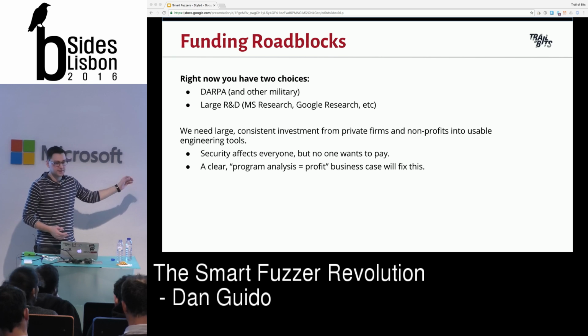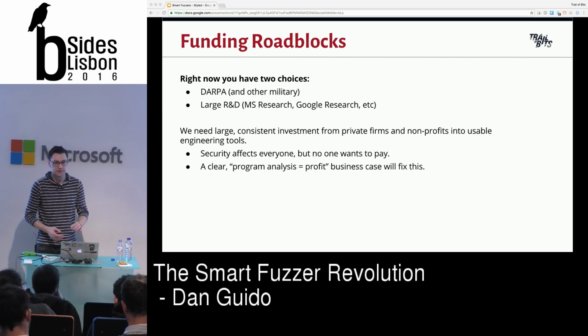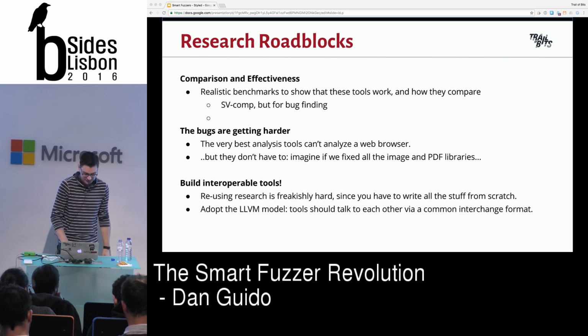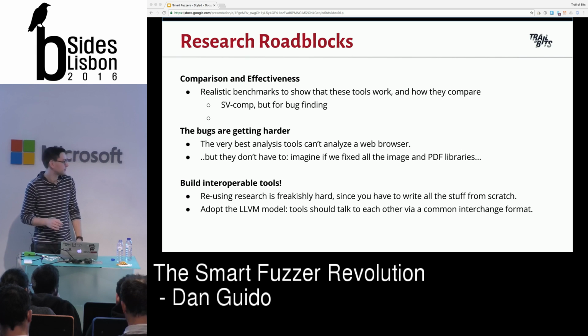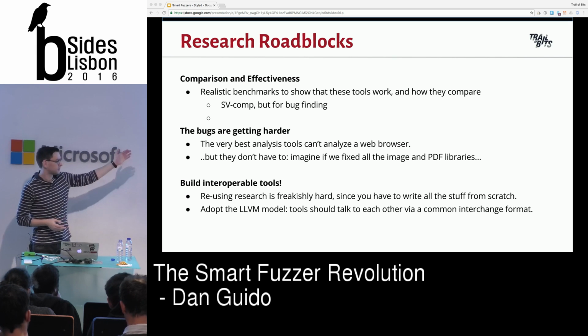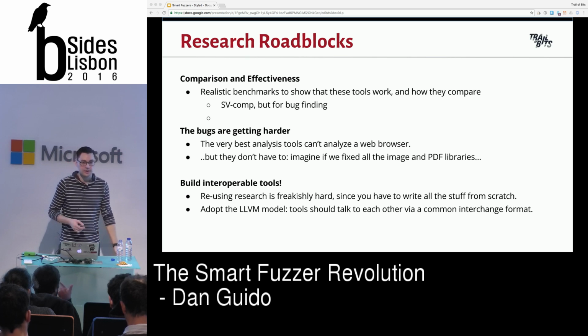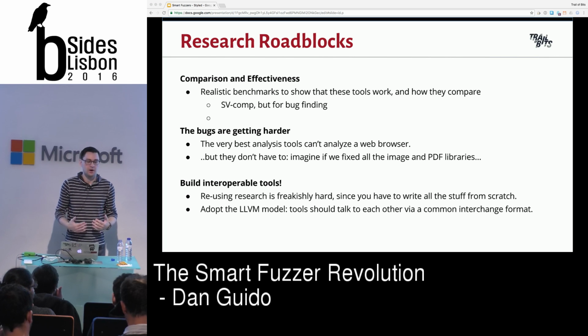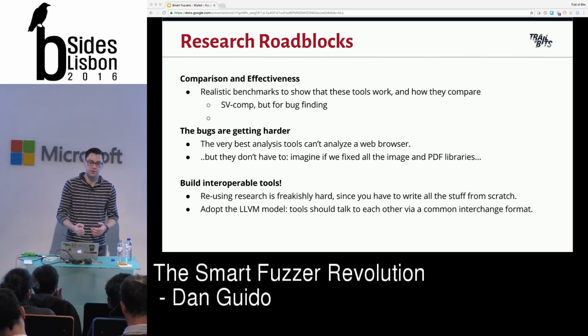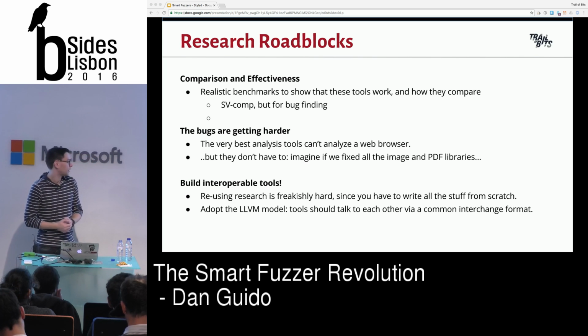So making that business case and finding a way to communicate it is really key to advancing the field. And then there are research roadblocks, and these are quite simple. These are probably the simplest of the three that I mentioned. So we need a realistic benchmark to show that the tools work and how they compare. The DARPA challenge sets are already almost there, and my company has taken that on as kind of a flag that we'd like to plant, something that we'd like to assist with.